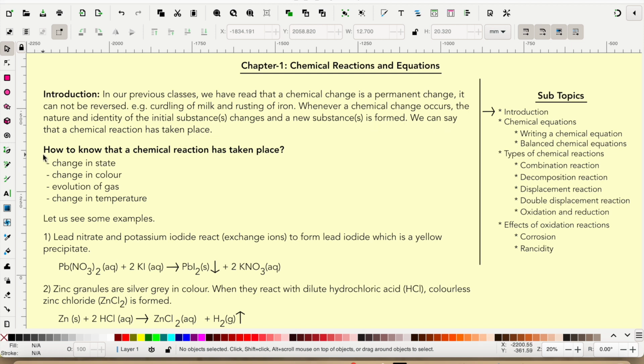Now the question is how to know that a chemical reaction has taken place. The answer is at least one of these four will occur. Change in state, change in color, evolution of gas, or change in temperature. Let us see some examples.